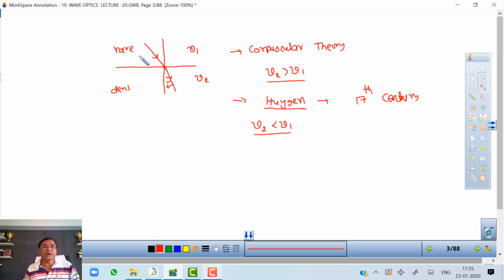So if light travels from rarer to denser, velocity decreases. v2 is less than v1. So this type of discussion is given in the introduction. So I again tell you, please read each line and mark it.